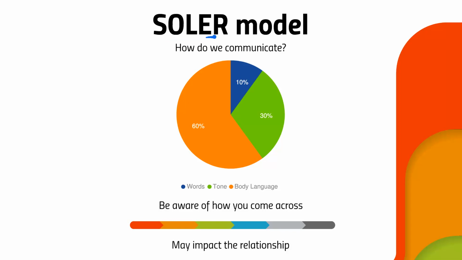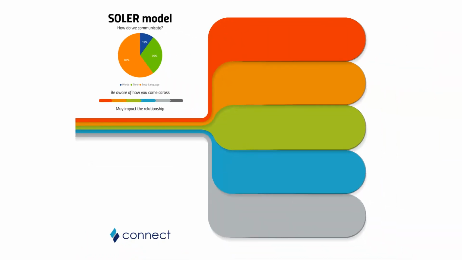It's an acronym for basically how to present yourself, how to present your body language. So let's take a look at each of those components in turn. So we've got our 5 components, S-O-L-E-R. Now, S stands for straight towards. You should be facing your client.